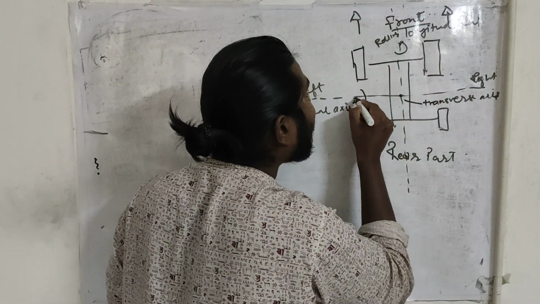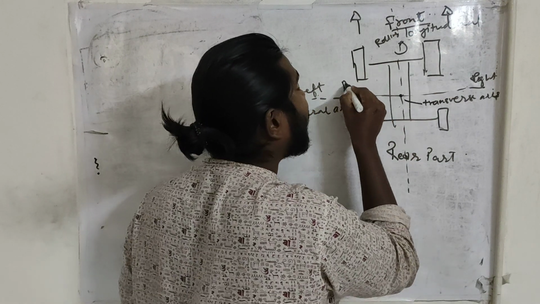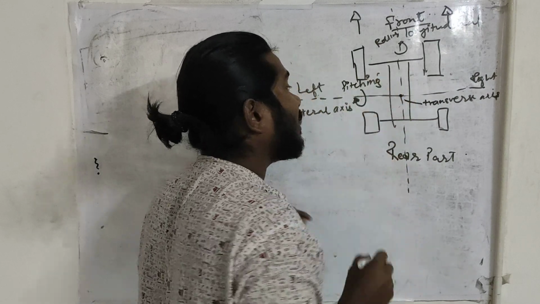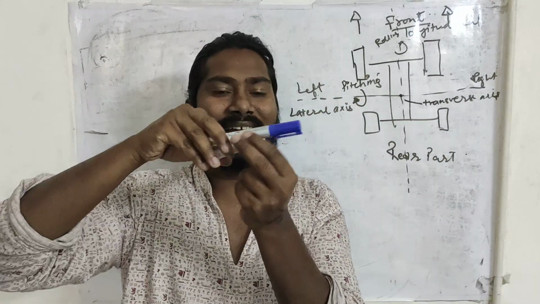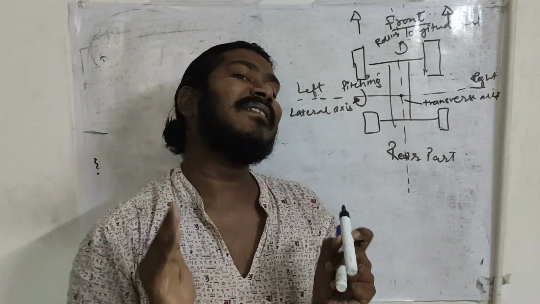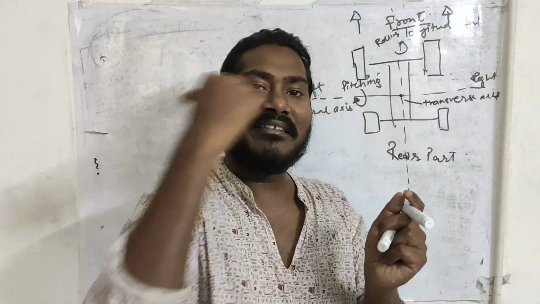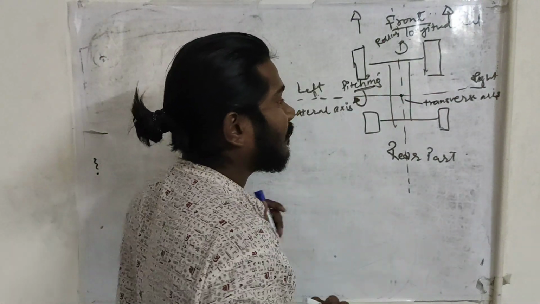The movement along the lateral axis is known as pitching. Again, the blue marker is my vehicle. This is my lateral axis. Whenever I apply the brake or whenever I accelerate the vehicle, I can see my weight is shifting towards the front part or towards the rear part respectively. So this is known as pitching.